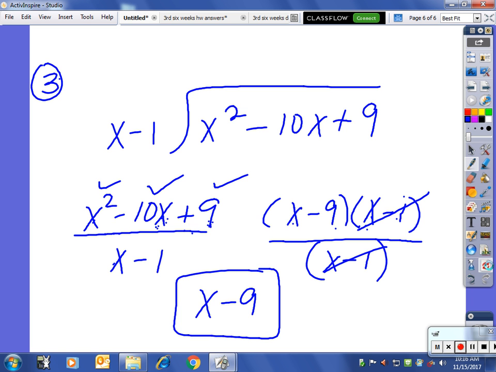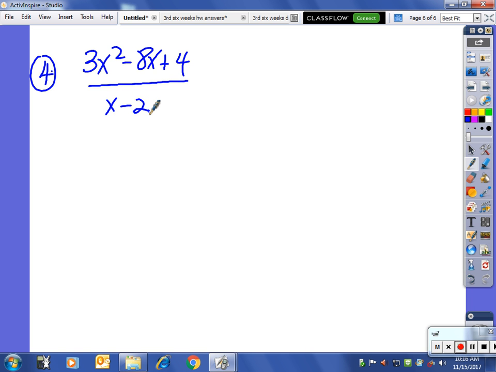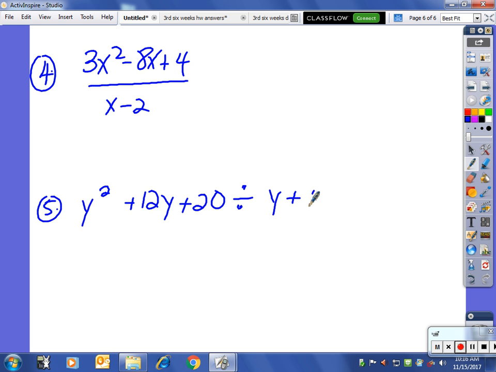That's pretty much it. All right, you try these problems. I'm going to write them the 3 different ways we've talked about. 3x squared minus 8x plus 4, fraction bar x minus 2. Y squared plus 12y plus 20 divided by y plus 10.